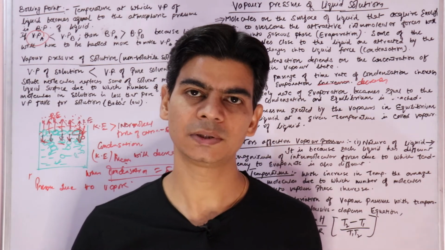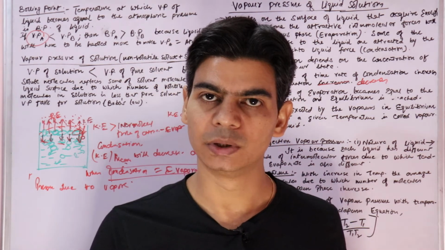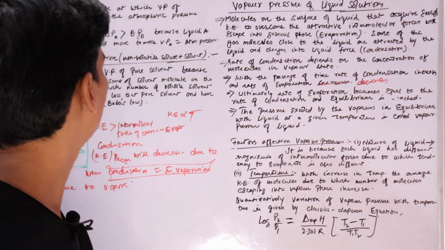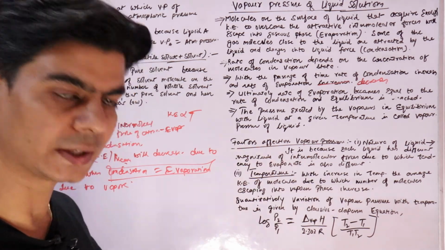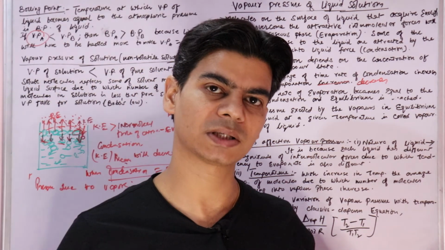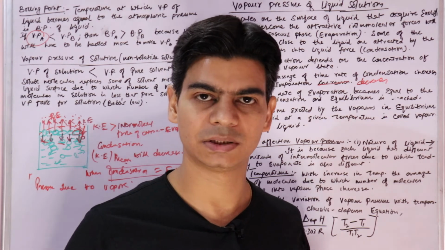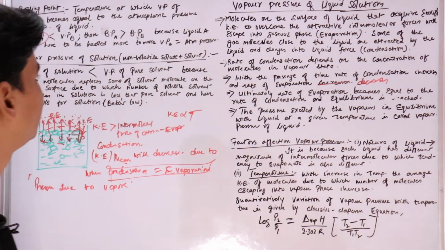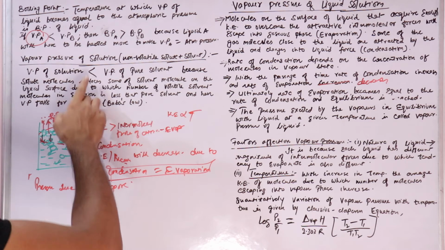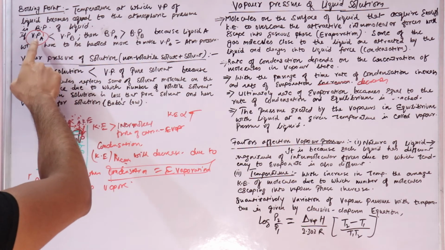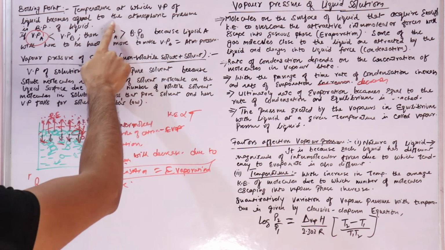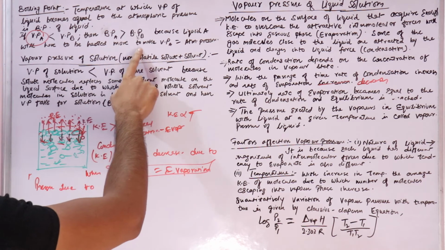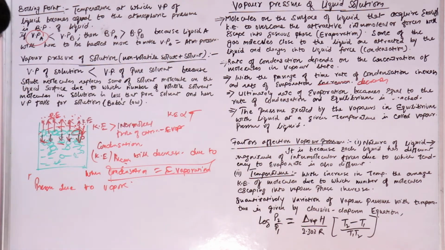So in simple terms, the boiling point of liquids that have lower vapor pressure would be higher, right, as compared to liquids that have a higher vapor pressure. If the vapor pressure is higher, then it has to be heated to a comparatively lower temperature to make its vapor pressure equal to the atmospheric pressure, right? So if the vapor pressure of A is less than B, then the boiling point of A would be greater than B, because liquid A will have to be heated more to make its vapor pressure equal to atmospheric pressure, right?